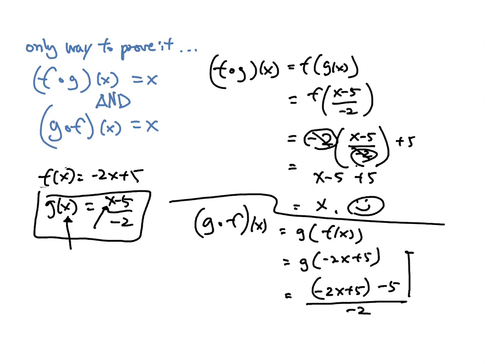Simplify the numerator first. Plus 5 minus 5 cancels. So you have negative 2x over negative 2. Negative 2 and negative 2 cancel, you get x. So both compositions you get x, and so from there we can say f and g are inverses of each other. Okay. You need to do composition on this one, unfortunately. There's just no other way around it.